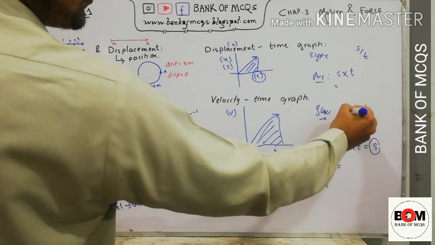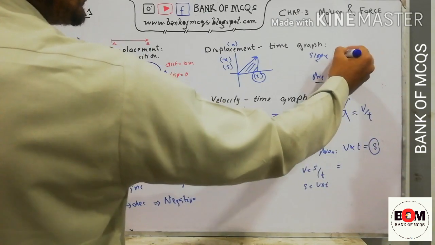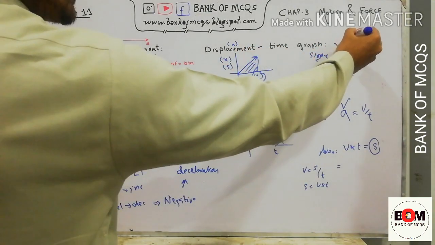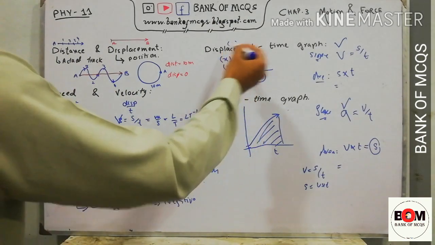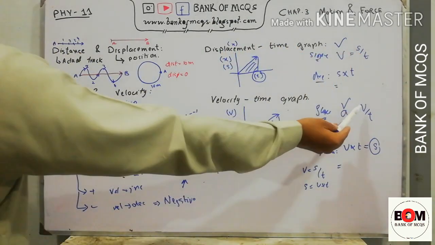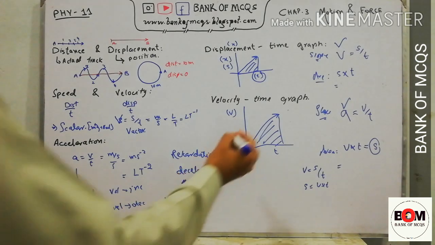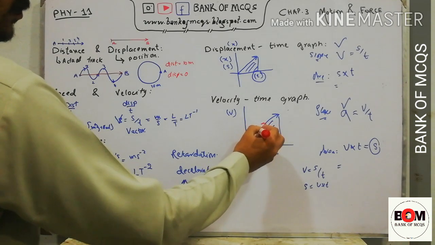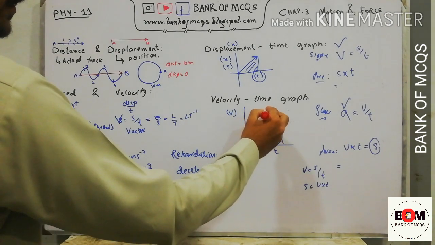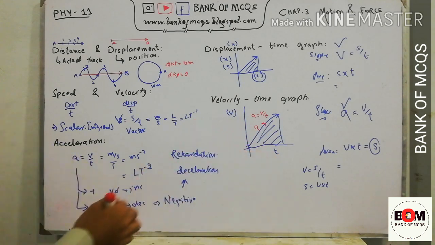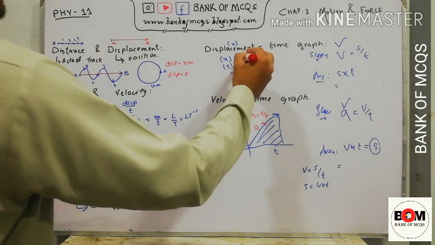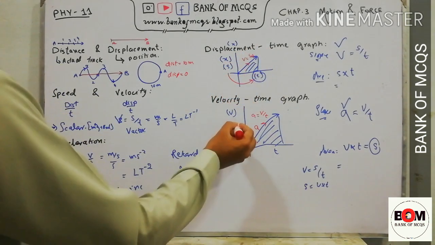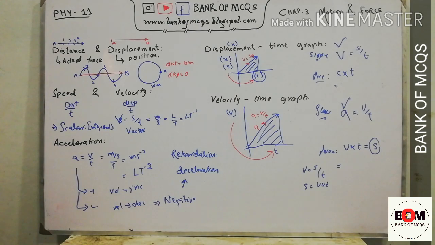So, v divided by t is equal to acceleration, and v equal to s divided by t is called velocity. So, the slope of a displacement-time graph gives us velocity, while the slope of a velocity-time graph gives us acceleration. Why? Because a is equal to v divided by t, or v divided by t is equal to acceleration.